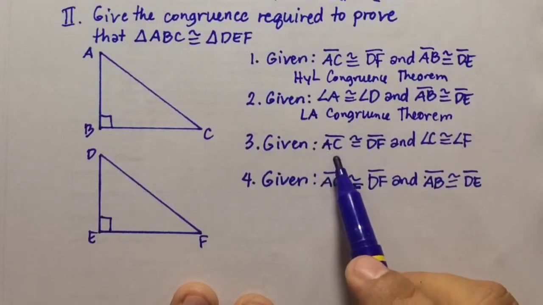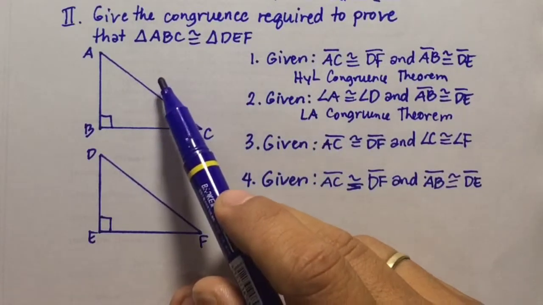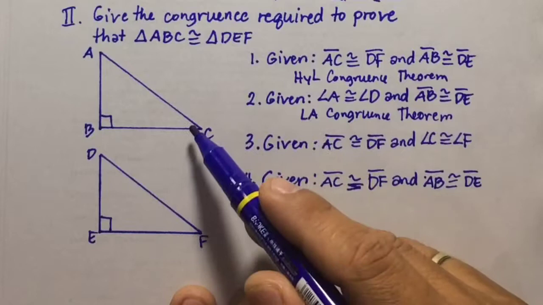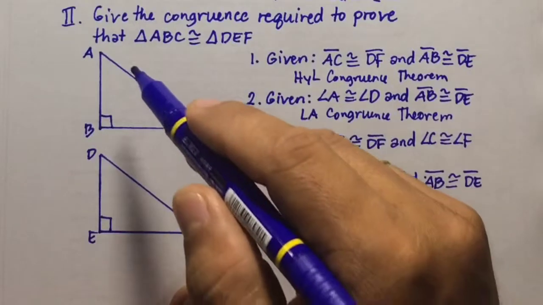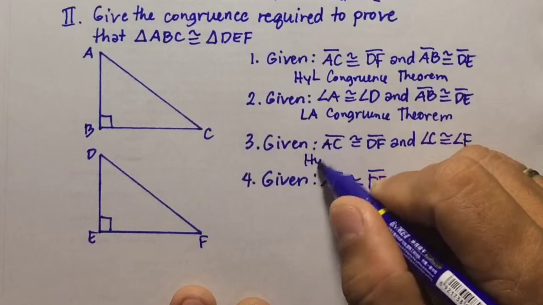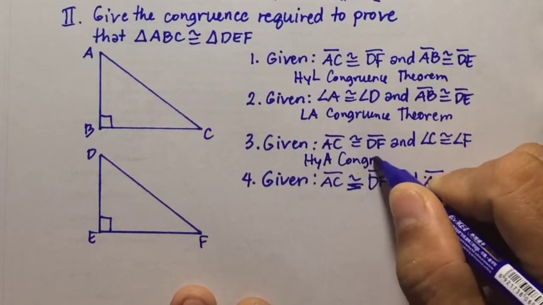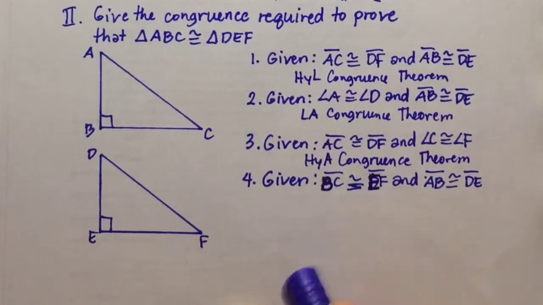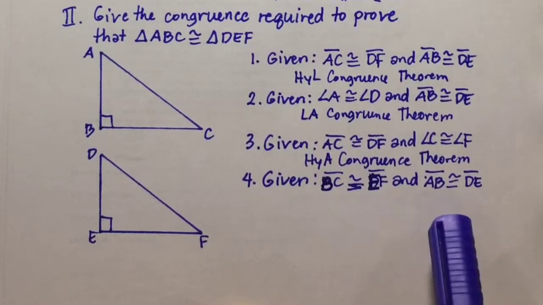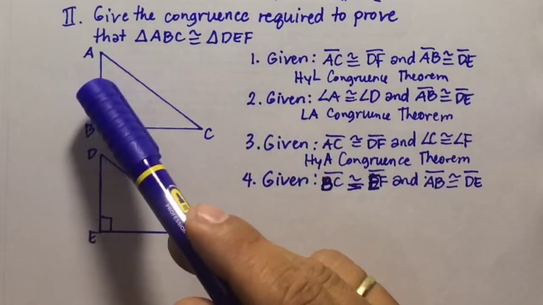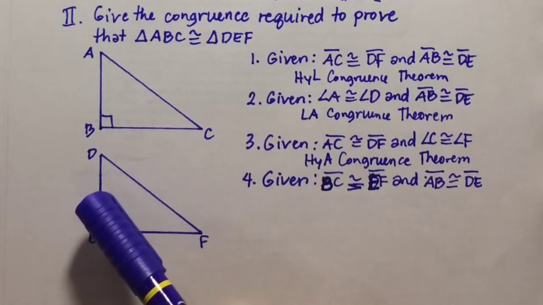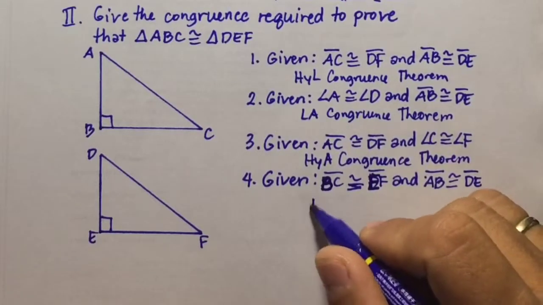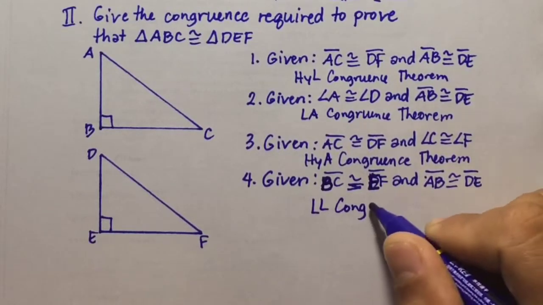Then number 3, given that AC, hypotenuse, is congruent to another hypotenuse DF, and angle C is congruent to angle F. So this is HyA congruence theorem. Then last one, number 4, given that BC is congruent to EF, and line segment AB, leg, is congruent to another leg DE. So this is congruent using the LL congruence theorem.